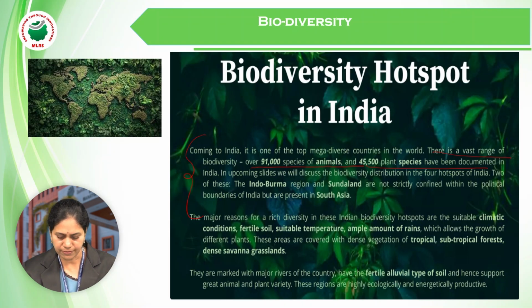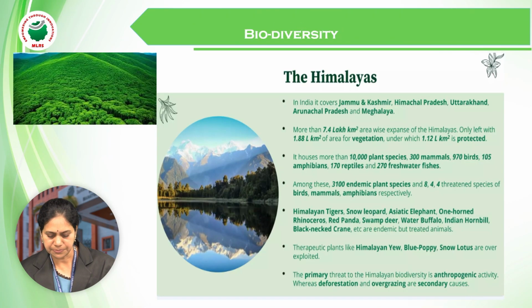Now, we have four rich biodiversity areas in India. Let us look into them. Yes, the Himalayas. This is one of the first, and it covers Jammu and Kashmir, Himachal Pradesh, Uttarakhand, Arunachal Pradesh, and Meghalaya. These states have huge reserves of species, all concentrated in these particular areas.